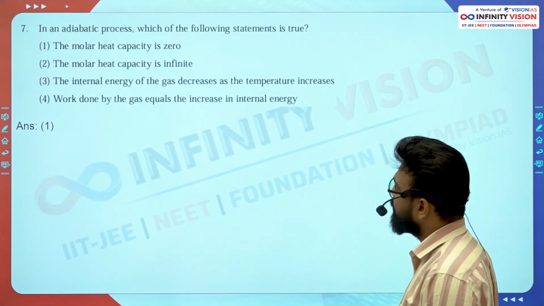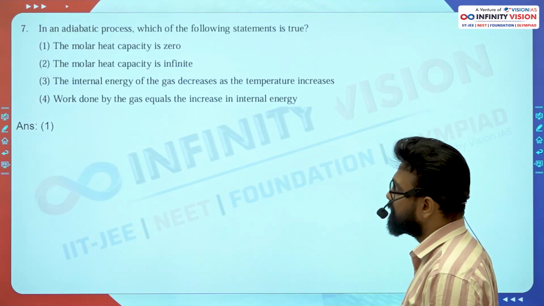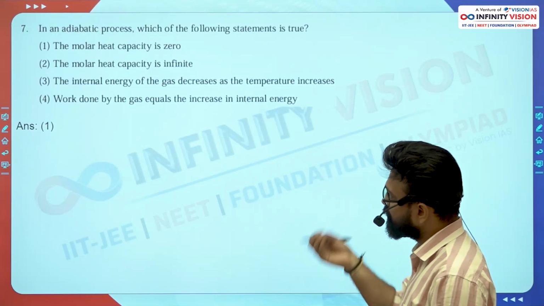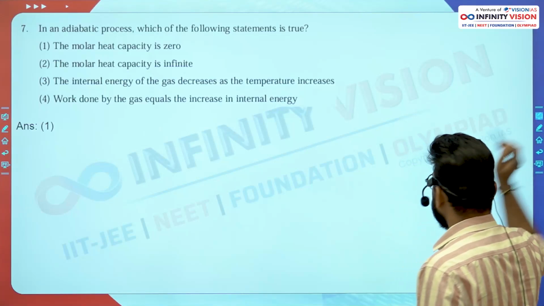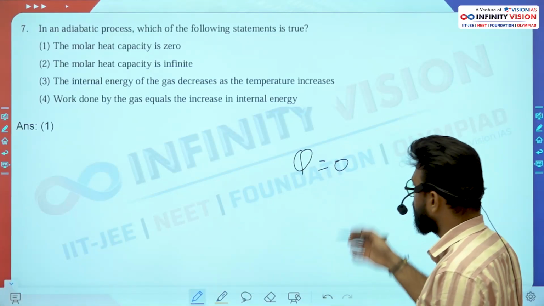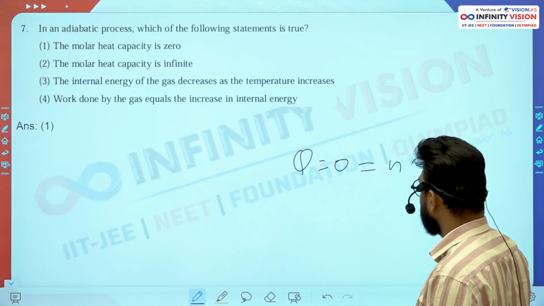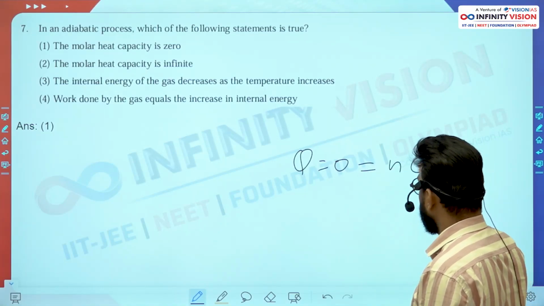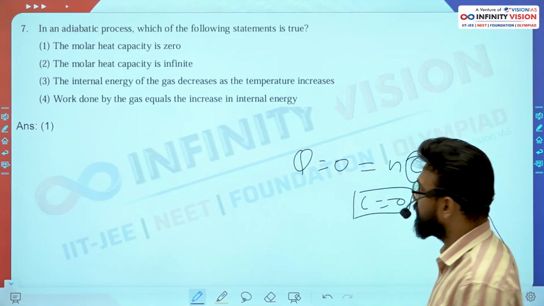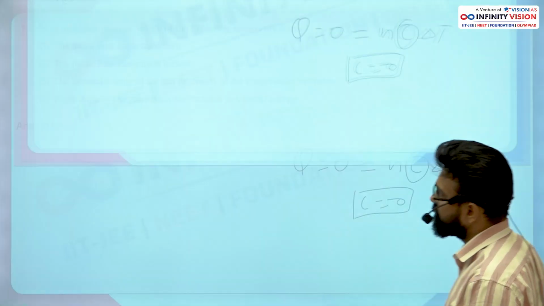In an adiabatic process, which of the following statements is true? Molar heat capacity is 0. Yes, the first option is the only option which is correct. Since you don't give any heat to it, this must be equal to n C delta T. Molar heat capacity should be 0. Okay, so the first option would be the correct option.